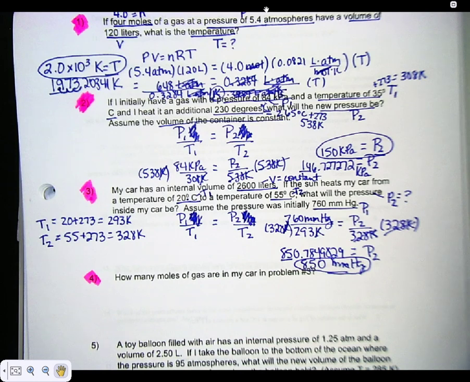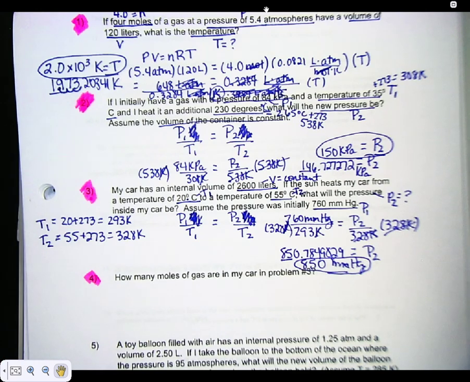All right. Check that and make sure that makes sense. If I raise the temperature, should the pressure go from 760 to 850? Should it increase? And yes, it should. Remember, there's a direct relationship between pressure and temperature. The higher the temperature, the faster the particles are moving, the more they're going to collide with the walls of the container and create more pressure. So higher temperatures do mean higher pressures. So that makes sense.